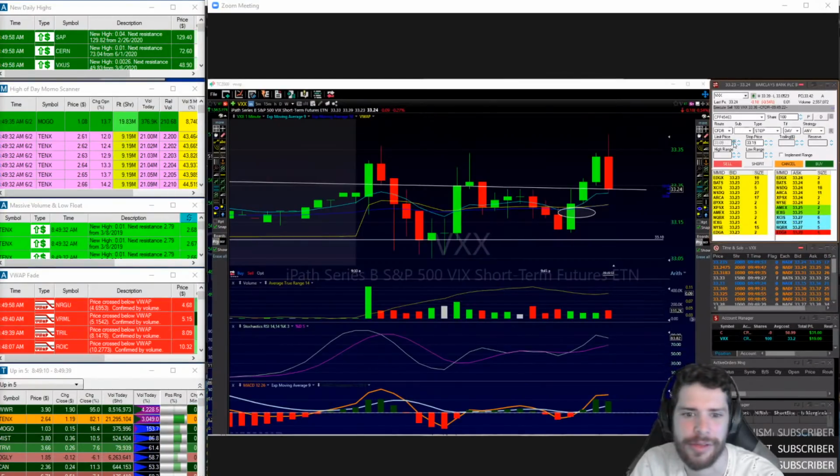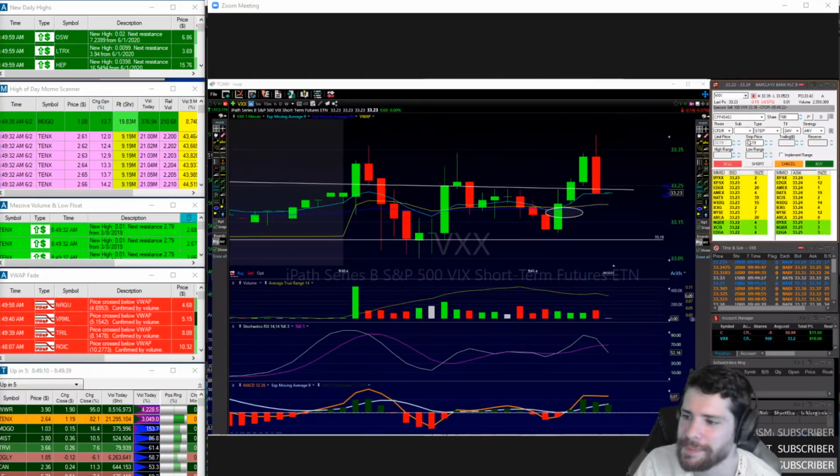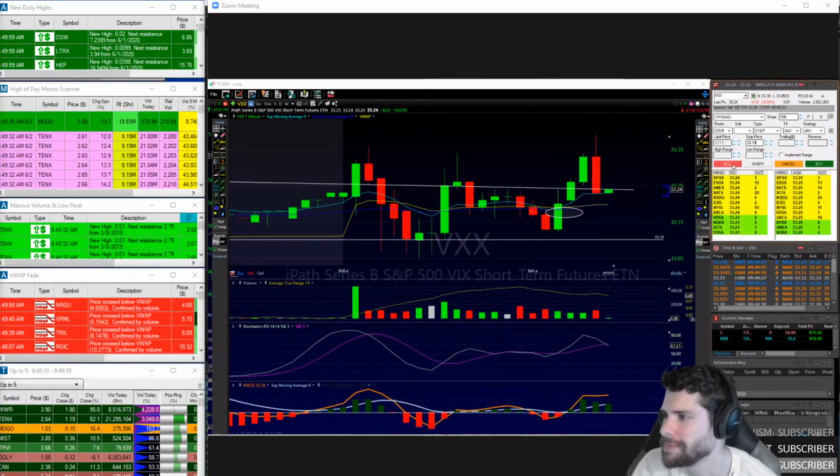We're getting a bounce at the lows here for Tesla. SPY bouncing at the previous close too.